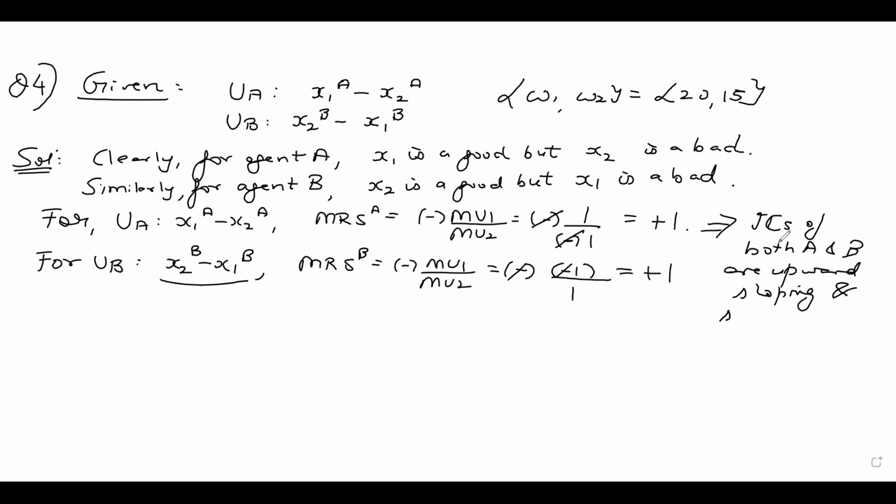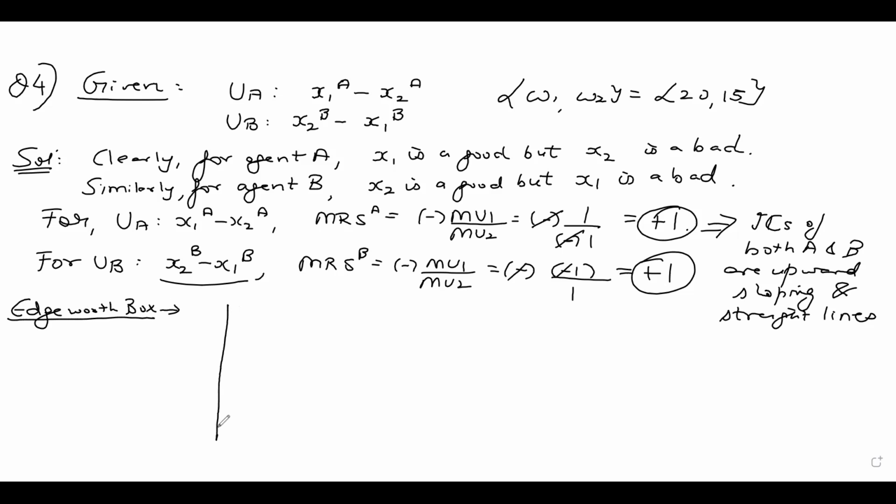And straight lines. Why are they straight lines? Because the MRS is not only positive, it's also a constant, +1. If the slope is constant, you have a straight line. Okay, so if we quickly draw the Edgeworth box, we can quickly look at the Edgeworth box for this particular case.